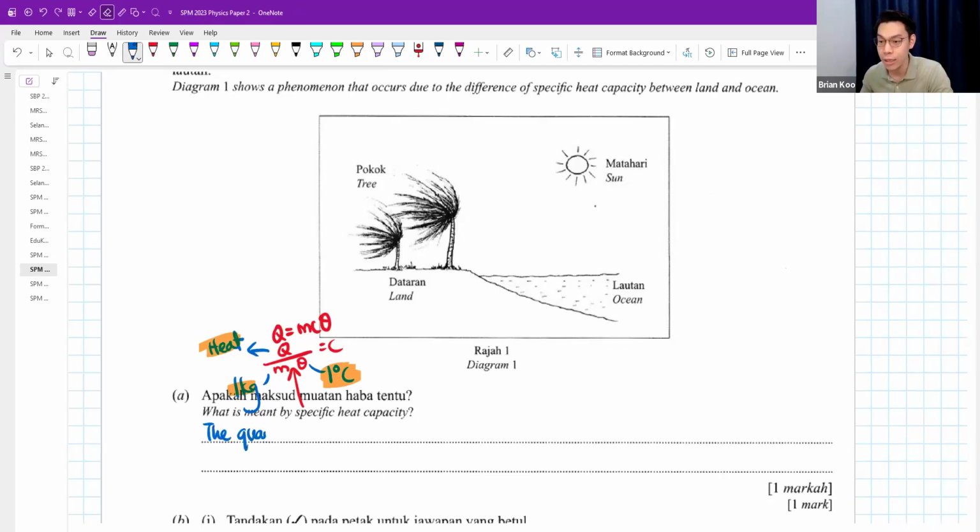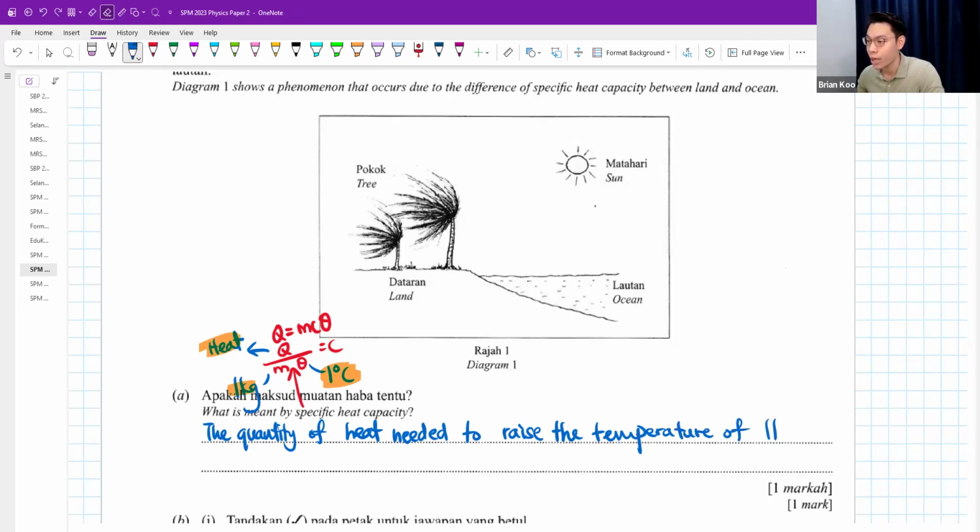The quantity of heat needed, you can say to raise temperature, to increase temperature also can. To raise the temperature of 1 kg of substance by 1 degree Celsius. 3 keywords. How much heat you need for 1 kg of substance to increase 1 degree Celsius.